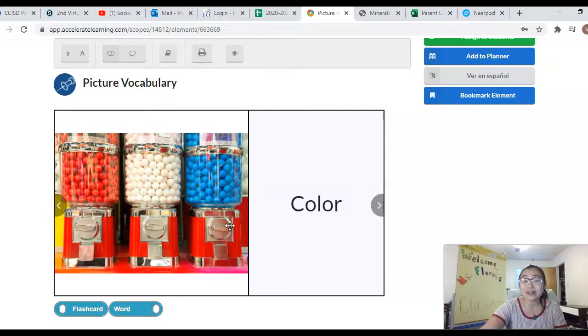They are different colored gumballs. We have blue gumballs, white gumballs, and red gumballs. Oh my gosh, red, white, and blue. That makes me think of our social studies lesson where we learned about Independence Day and how those are our nation's colors. Let's find out what color means.